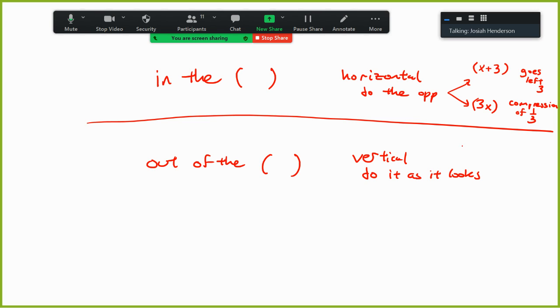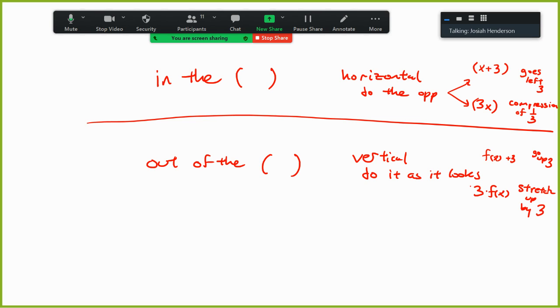But for verticals, we do them exactly what they look like. So for verticals, if I had f of x plus 3 on the outside, it means just go up 3. And if it was something being multiplied, like 3 times f of x, and it's on the outside, well, it's taking the original and stretching it upwards 3 times faster than the original. So stretch up by a factor of 3.